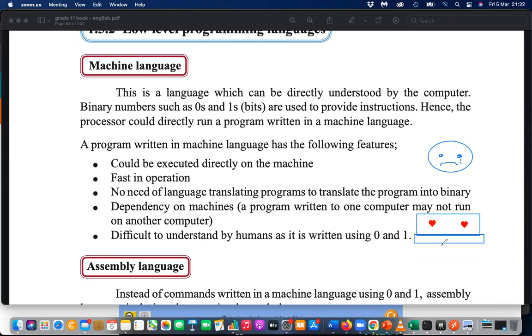If you want, you can draw this art, but in pencil, right? Don't draw this in pen. Machines will love this, people will hate this, simply because machine language is so difficult for human beings to understand. But no translator is needed, it depends on the machine, it's fast and understandable by machines. Hope you understood the concept of machine language. Okay, let's move on.